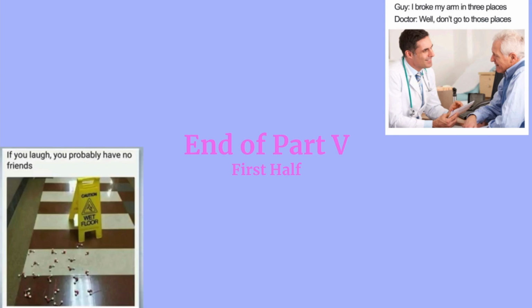Alright, so that wraps up today's lecture on the first half of part 5 of the urinary system. In today's lecture, we talked about urine, including the composition, the properties, the volume, how diseases affect urine, and the chemicals that affect urine.